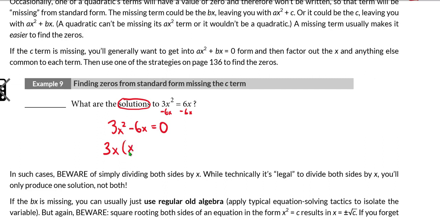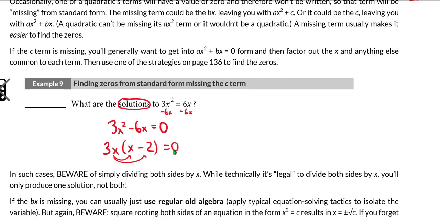So what I am left with inside parentheses will be x minus 2. Again, distributing 3x times x, that gives me the 3x squared. 3x times negative 2, that gives me the negative 6x. So I have factored this correctly. Quick distribution tells me that I did.